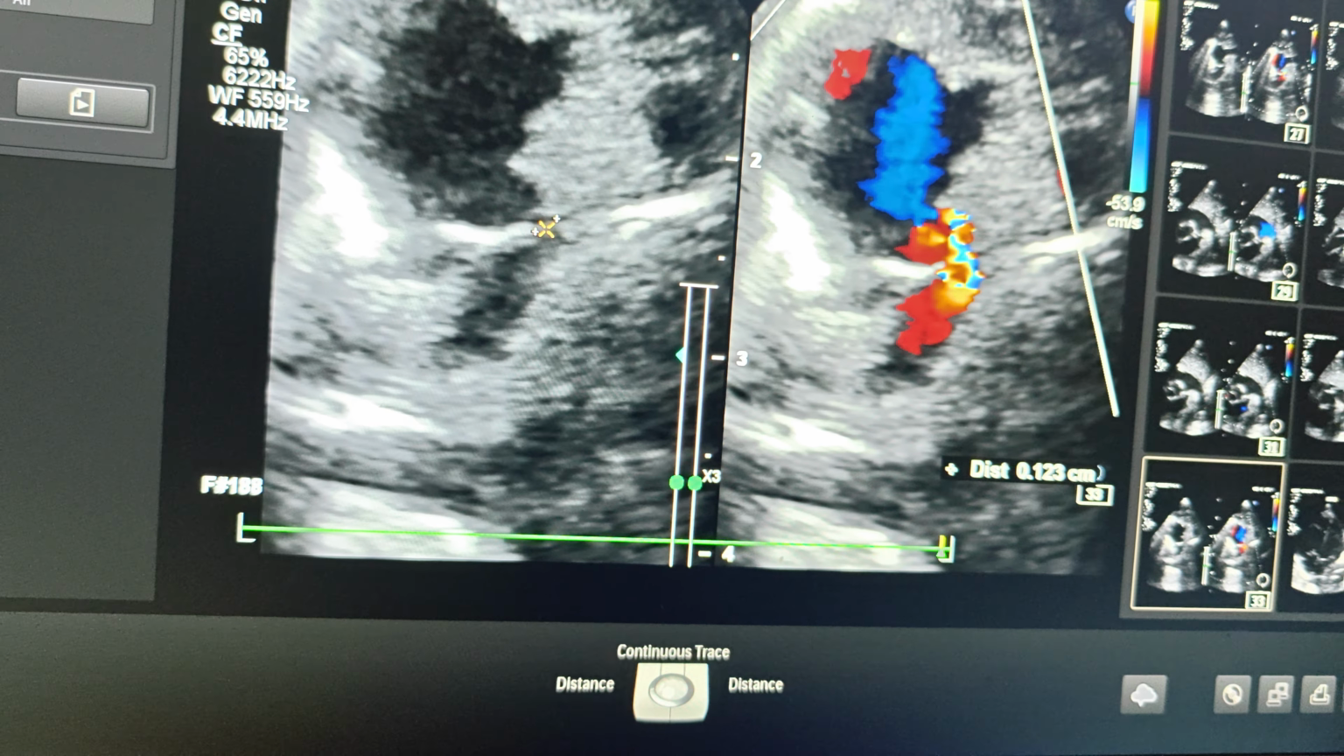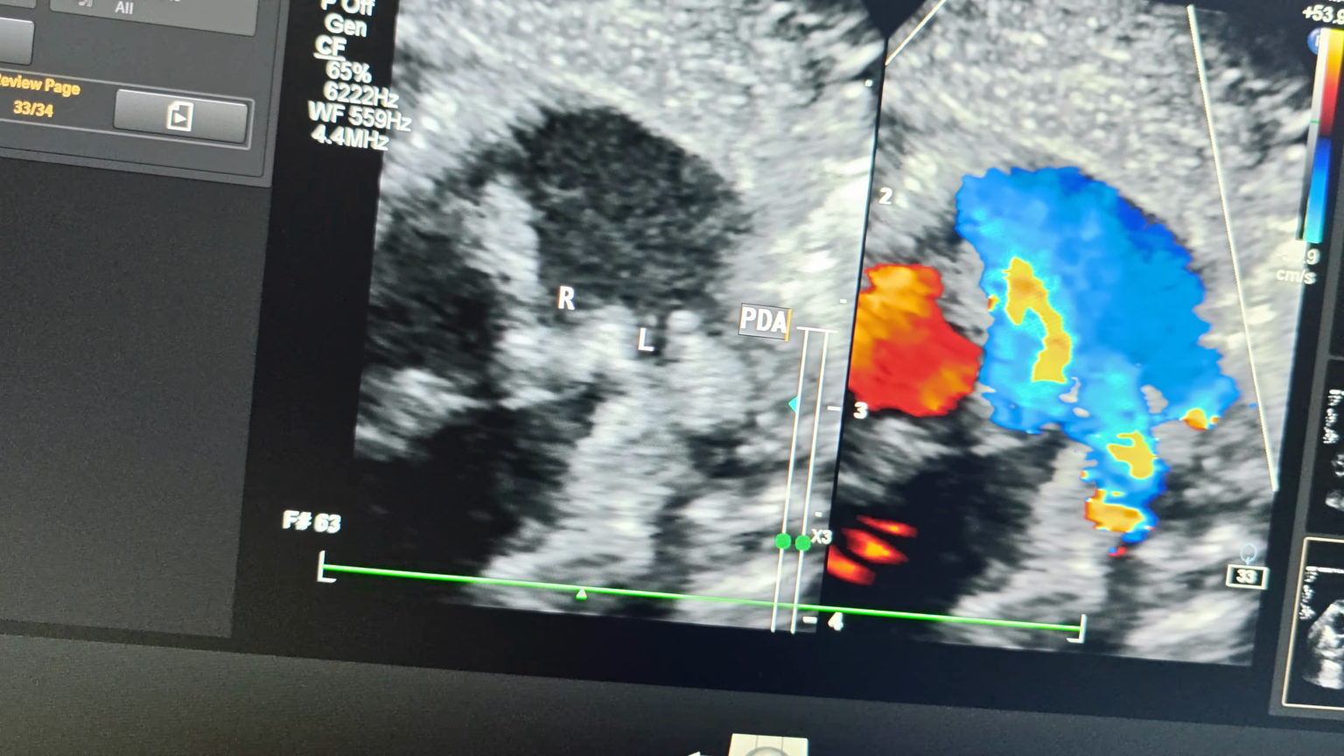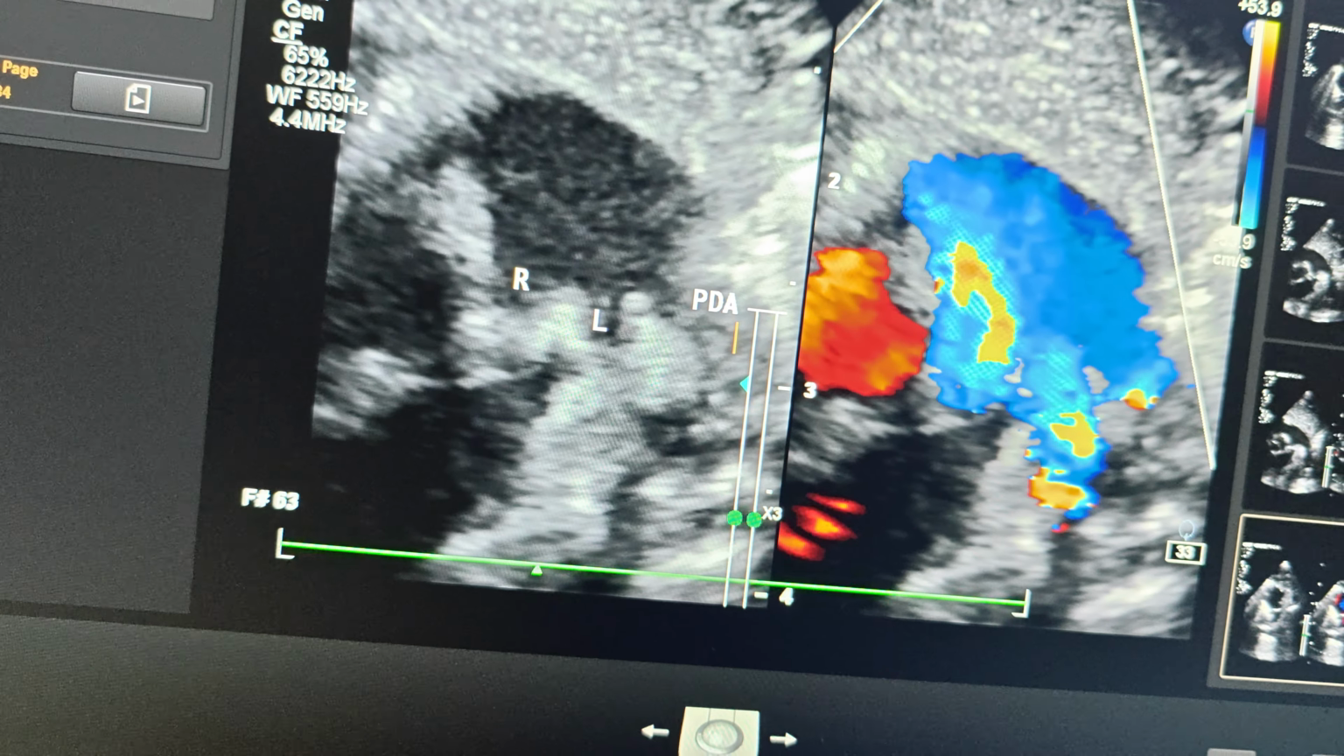One very important thing now is, you can see 3 branches. This is the right pulmonary artery, R for right, this is the left pulmonary artery, and this is the PDA. So whenever I find 3 branches coming out of the main pulmonary artery, then the most lateral one, the most left one, that is the PDA. That is the point to remember. All 3 are having flow from the same direction. So the PDA has flow from pulmonary artery to aorta. That is the point.